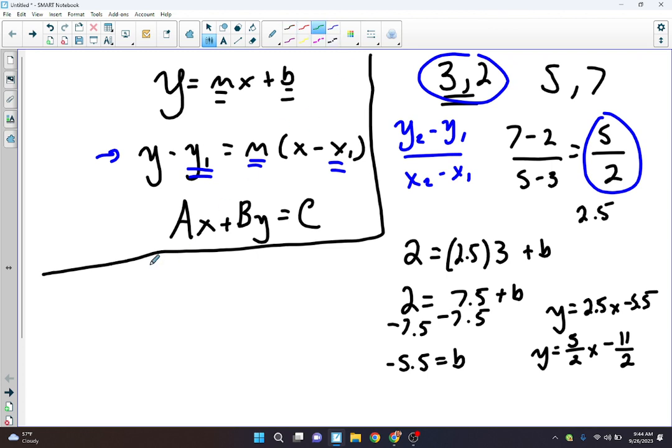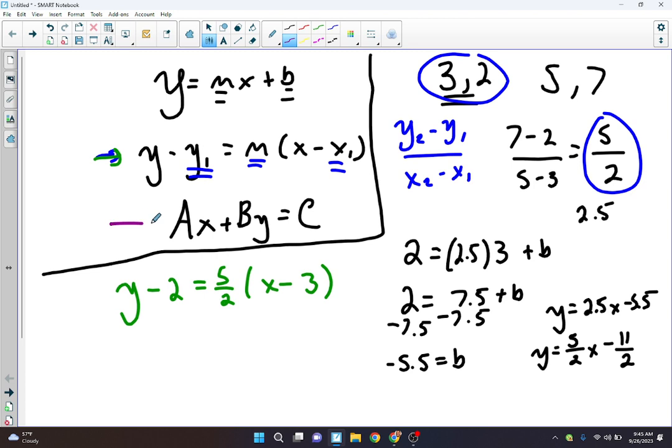So point-slope form would just look like this: y minus 2 equals 5 over 2 times (x minus 3). So it's even easier than slope-intercept form because you don't have to find the b. You just leave it like that. That was point-slope form.